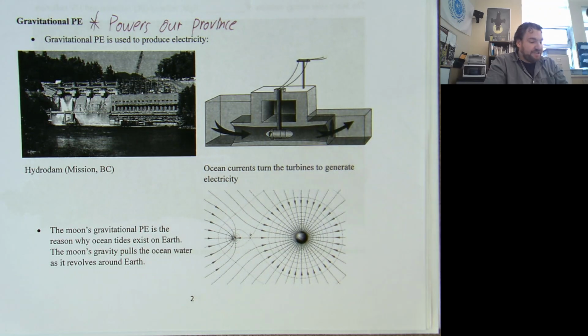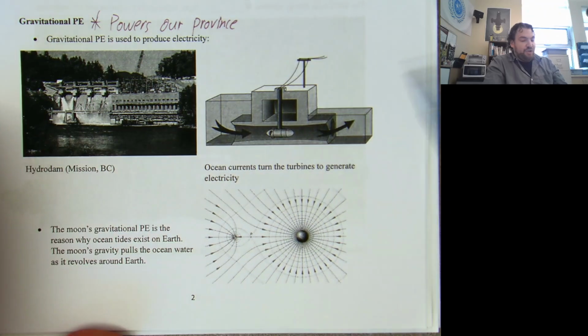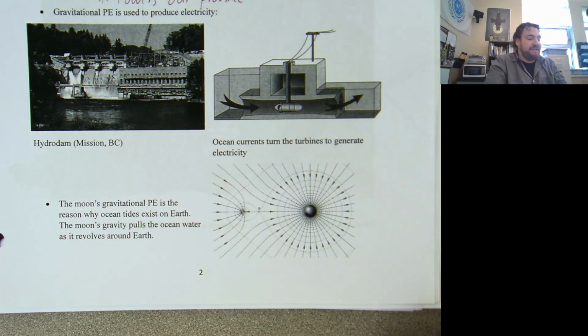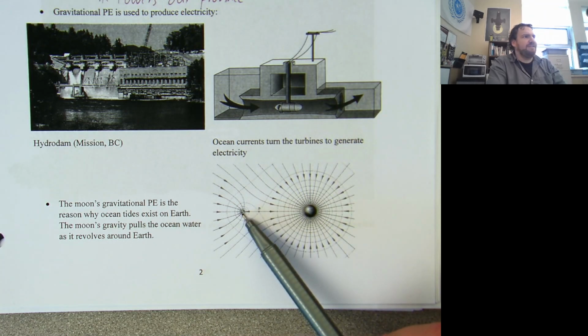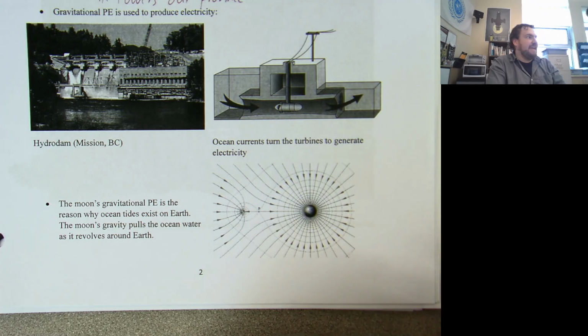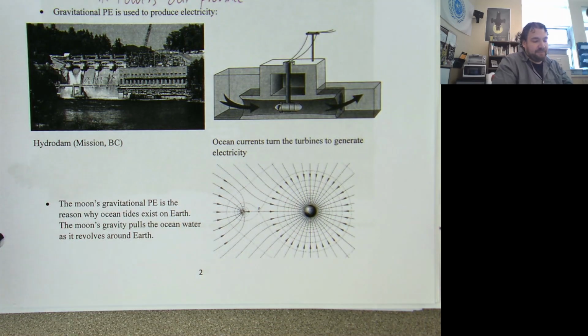There are ocean currents that spin turbines. Those ocean currents that are spinning those turbines and the tides that go in and out, that's all gravitational potential energy. Gravitational potential energy from the moon, of all places. The moon's gravity yanks on the water. Actually, it yanks on more than the water. But the water is the only part of the earth that's going to move with the moon, and that's what makes the tides happen.